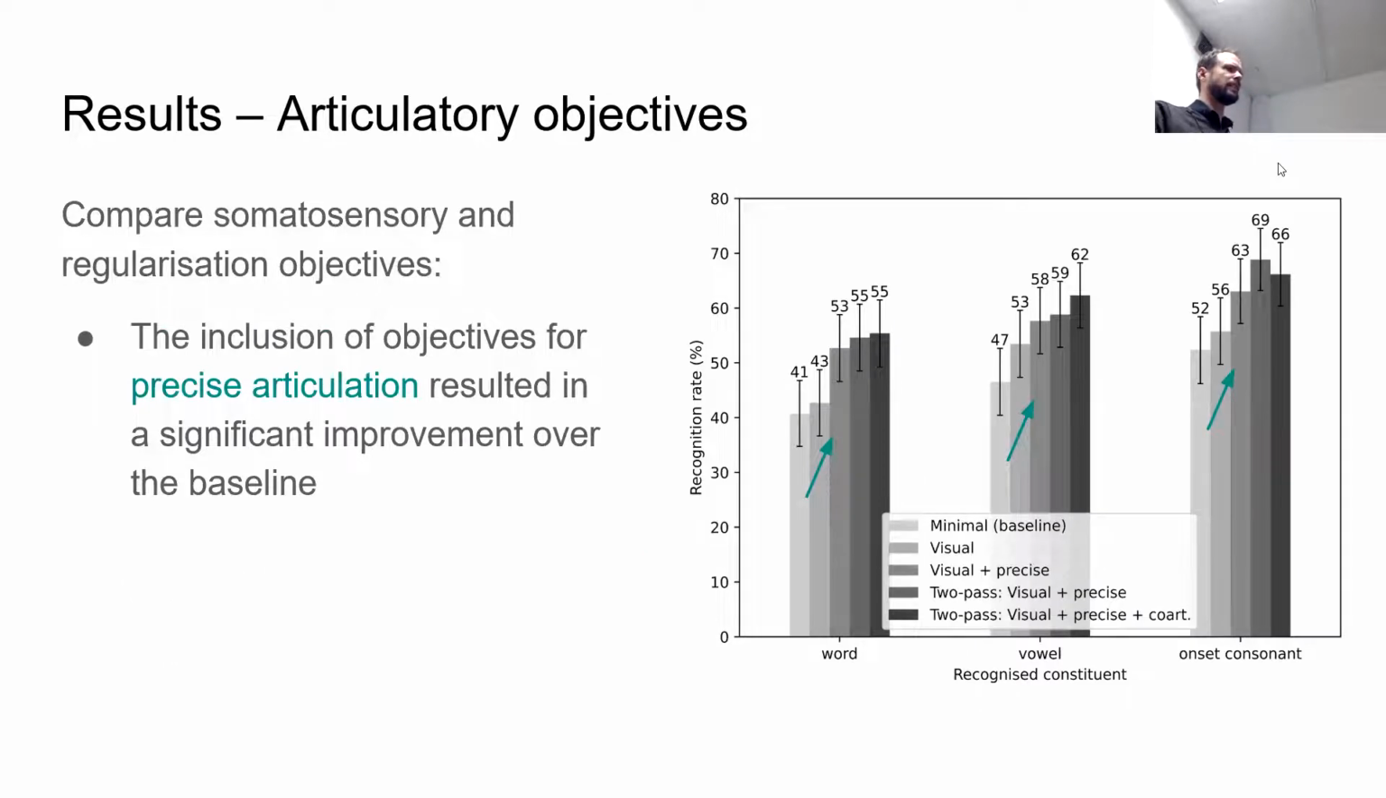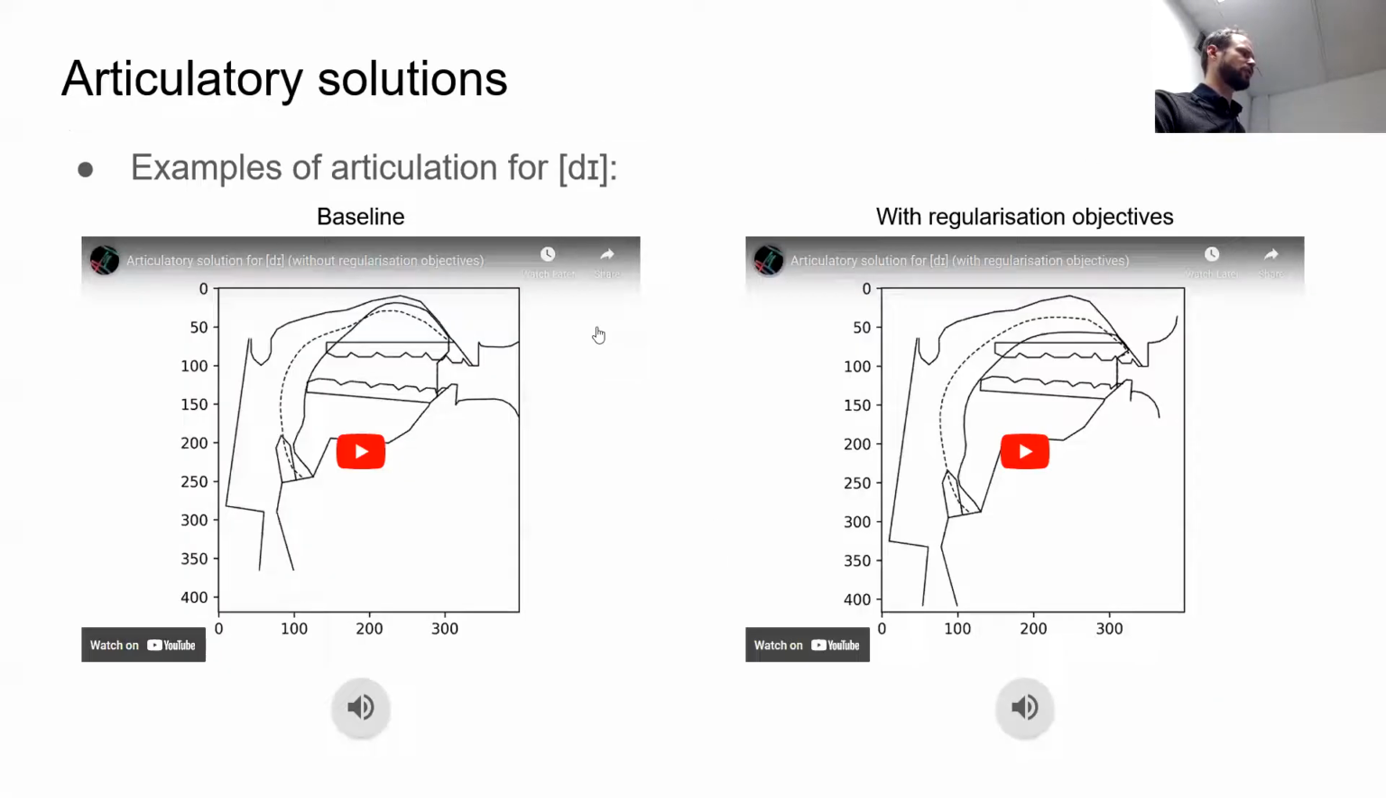And then secondly, we tested different sets of articulatory objectives. And we find that objectives that prefer a greater degree of co-articulation actually result in a higher percentage of success. So we more often get higher word recognition rates if we include these kinds of objectives that prefer co-articulated solutions. So I'll just show you some comparison.